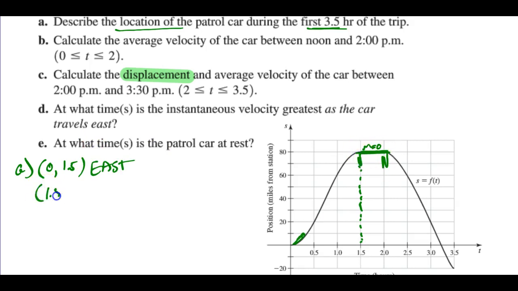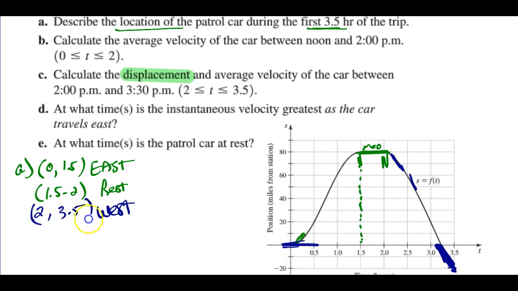So between 1.5 and 2 o'clock, he's not moving, not going anywhere. And then he starts driving back, because now the slope of the tangent line is negative. So I would say he's heading west between 2 and 3.5. Now, this is an interesting piece down here, because it looks like he went further to the west than where he started, and that's why he's a little bit lower. So he ends about 20 miles west of where he started.